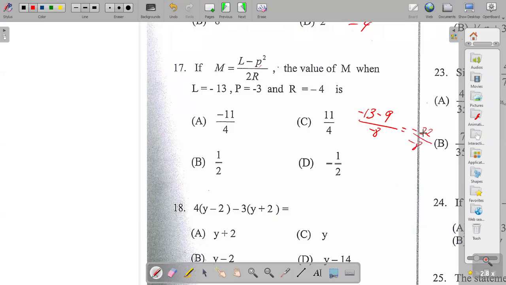The negative is going to cancel. Then 2 can go into each of these here. If I use 2, this will become 11 and this will become 4. So it can become positive 11 over 4.